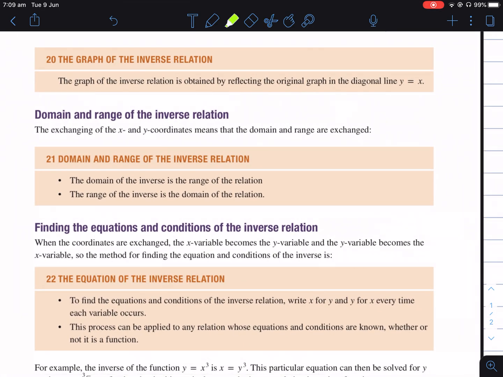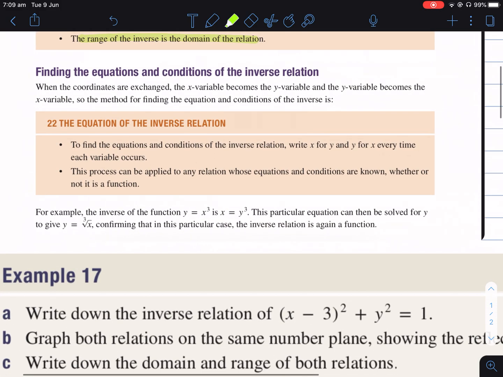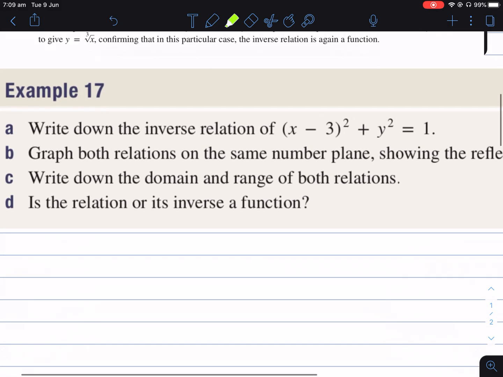Two big things, well, three big things. The graph of the inverse relation: you get the graph of the inverse by sketching along that. I'll show you what that means later. The domain of the inverse is the range, like you swap the domain and range. Again, I'll show you what that means later. Key bit: the equation of the inverse relation, you swap x and y. I'll show you what that means. Okay.